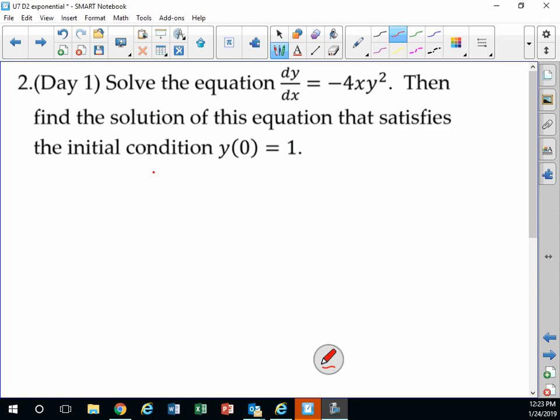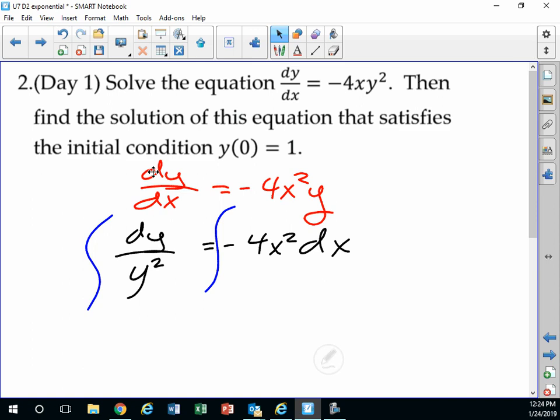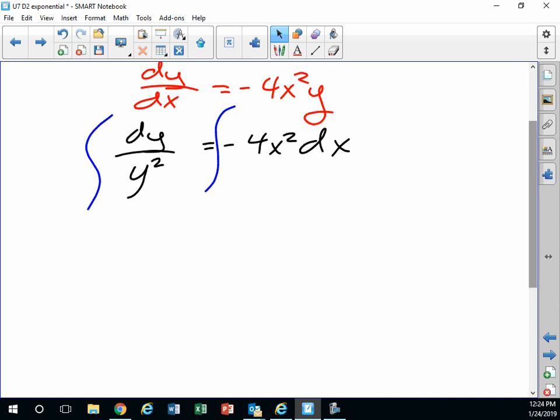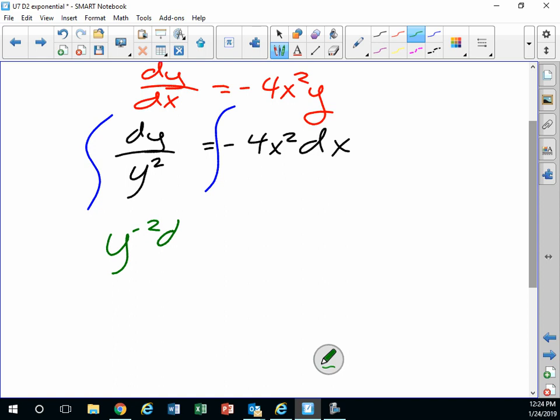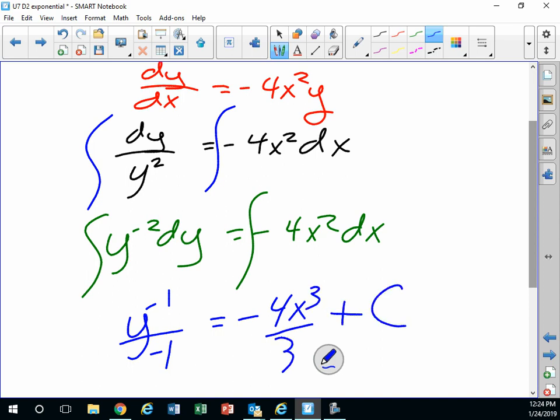So the first thing that I'm going to do, after writing down dy dx equals, I'm separating, so dy over y squared equals negative 4x squared dx. And now I can integrate. By the way, this means this will be written as y to the negative 2 dy equals negative 4x squared dx. Which makes this y to the negative 1 over negative 1 equals negative 4x cubed over 3 plus c.